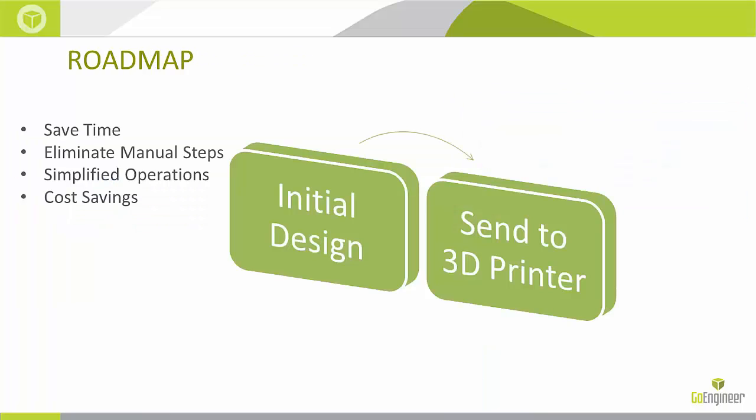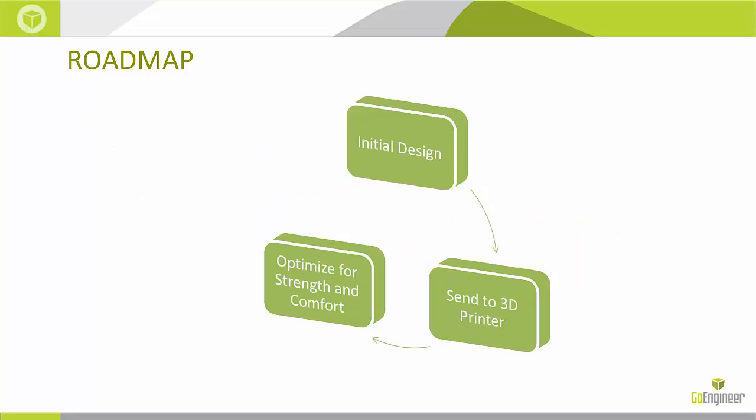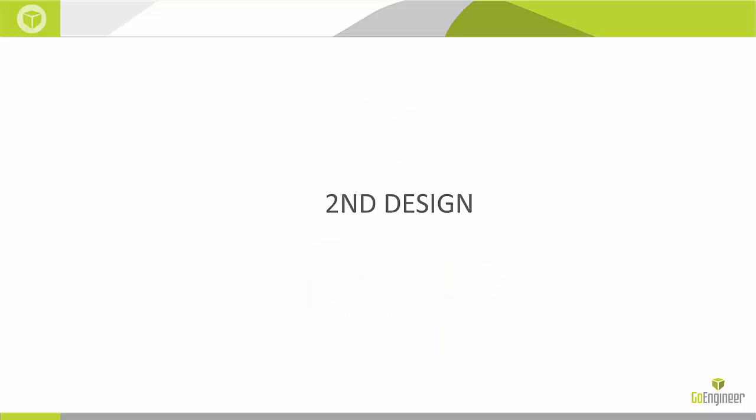So by using digital manufacturing technologies like 3D printing, we're saving time over traditional methods like CNC or injection mold for our prototype, simplified operations because as one engineer, I'm able to handle all these processes, and again, significant cost savings from not producing those one-off parts. So now let's optimize our design.